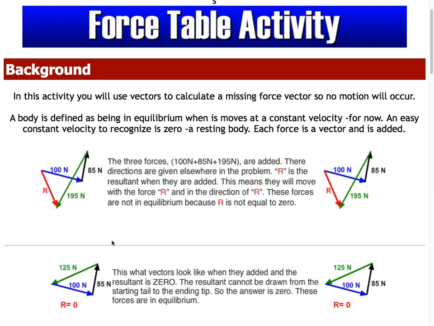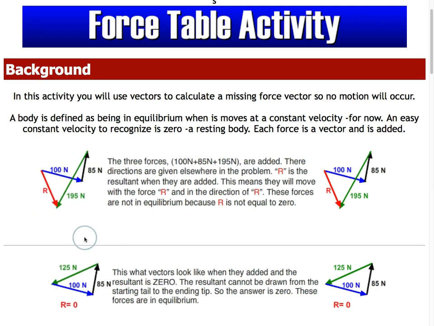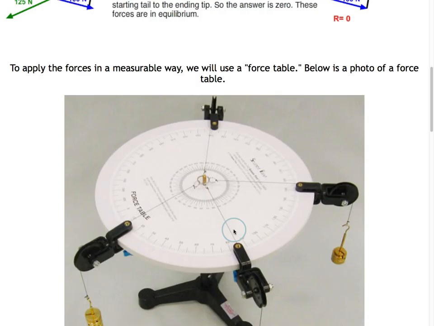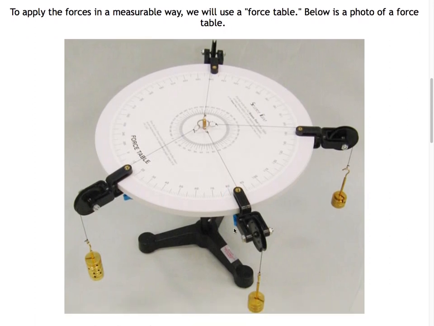All right, so by adding them tip to tail, we find the resulting magnitude and angle if we were to have a protractor and measure it. This is an actual force table, so we'll be able to see this in class as well.